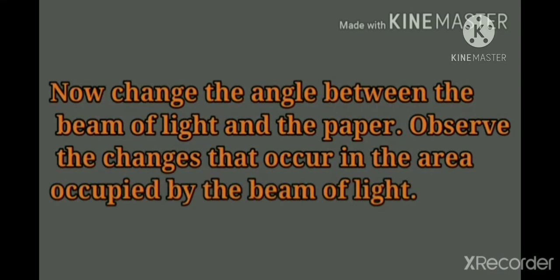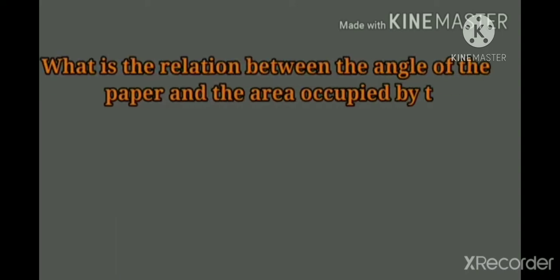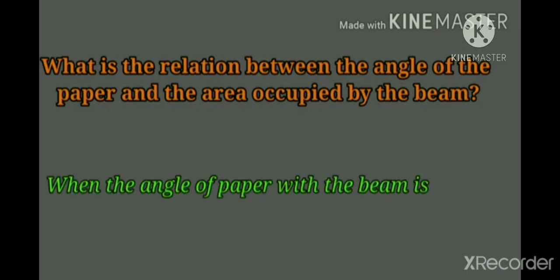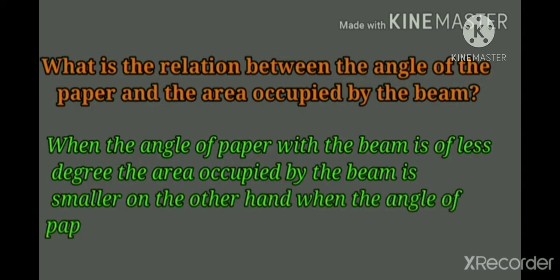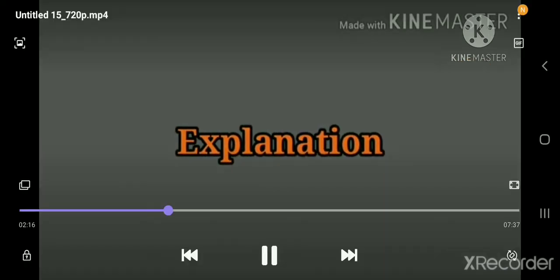Now change the angle between the beam of light and the paper. Observe the changes that occur in the area occupied by the beam of light. What is the relationship between the angle of the paper and the area occupied by the beam? When the angle of the paper with the beam is less, the area occupied by the beam is smaller. On the other hand, when the angle of the paper with the beam is more, the area occupied by the beam is more.